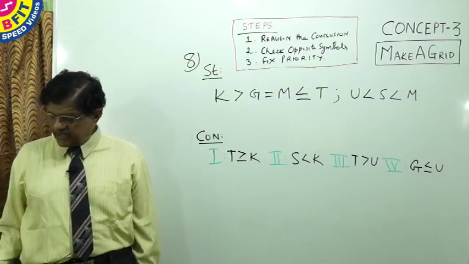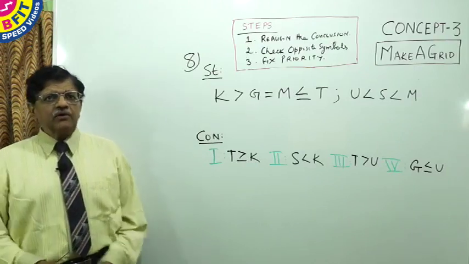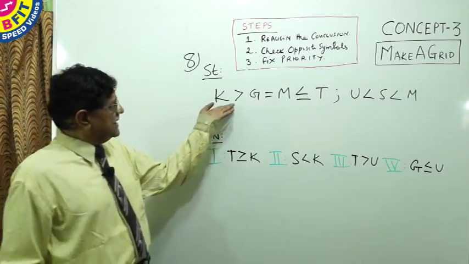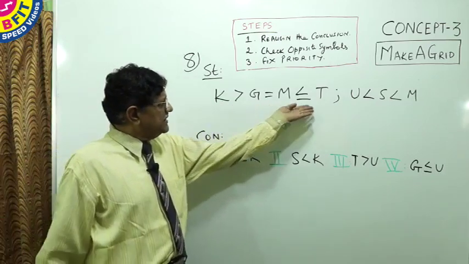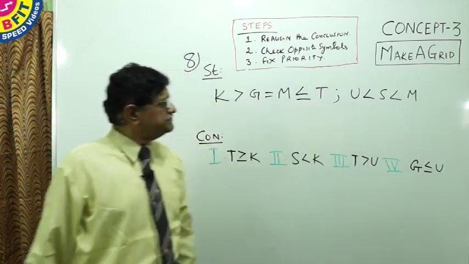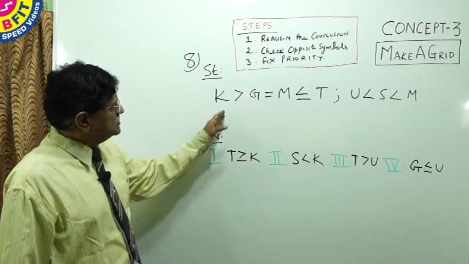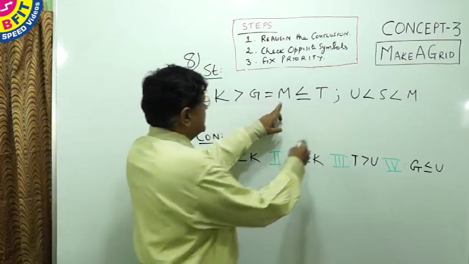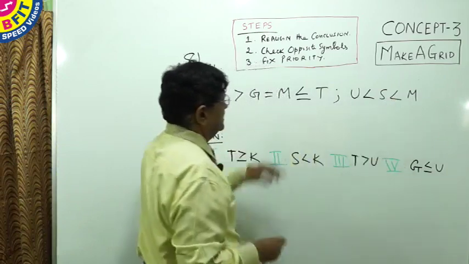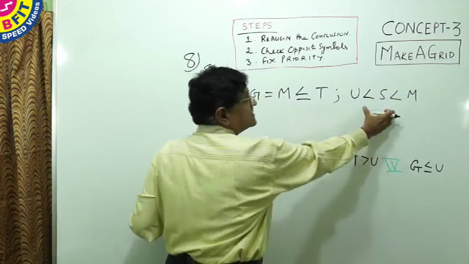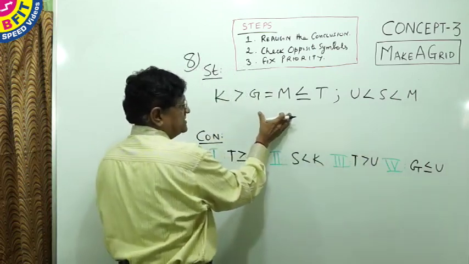Here there are 2 statements and we have to make a grid of these 2 statements. The first statement is K is greater than G is equal to M less than T, and then U less than S less than M. Now between these two, which is the common element between these two statements? M is the common element. So we will incorporate this statement into this statement.